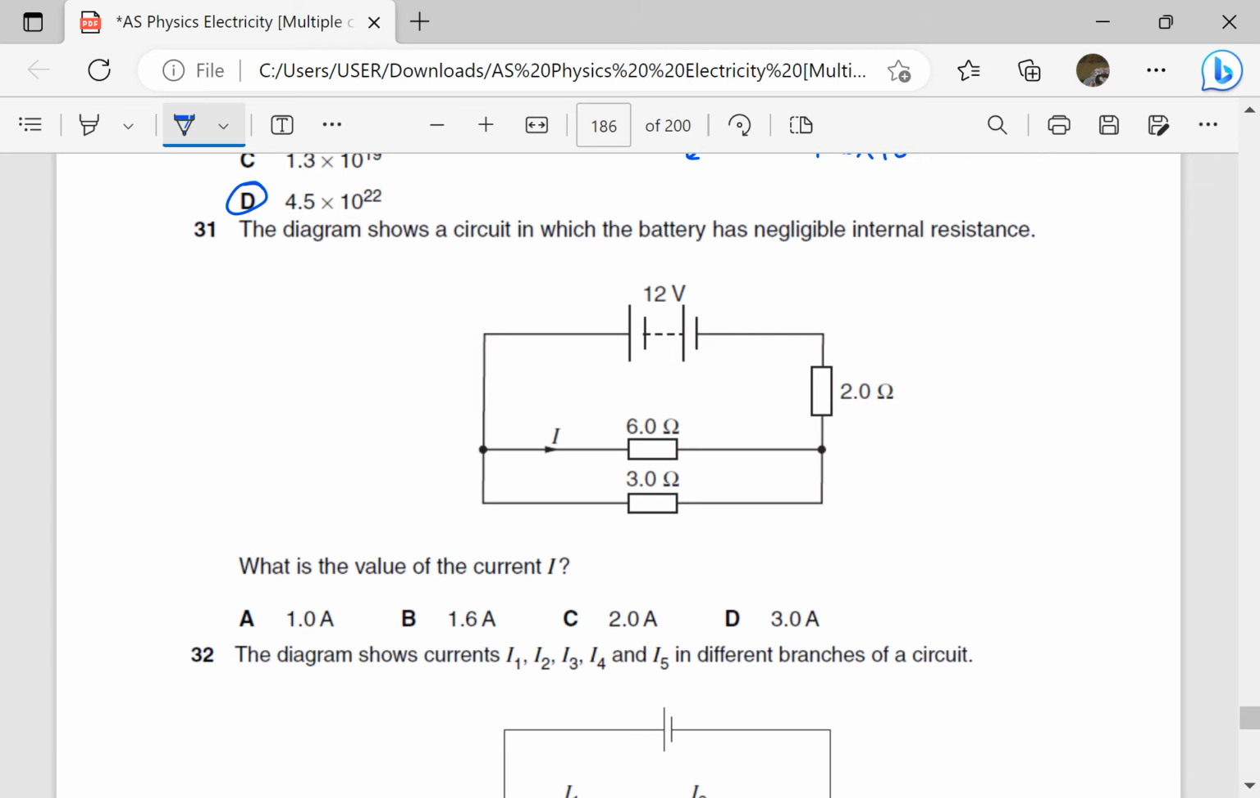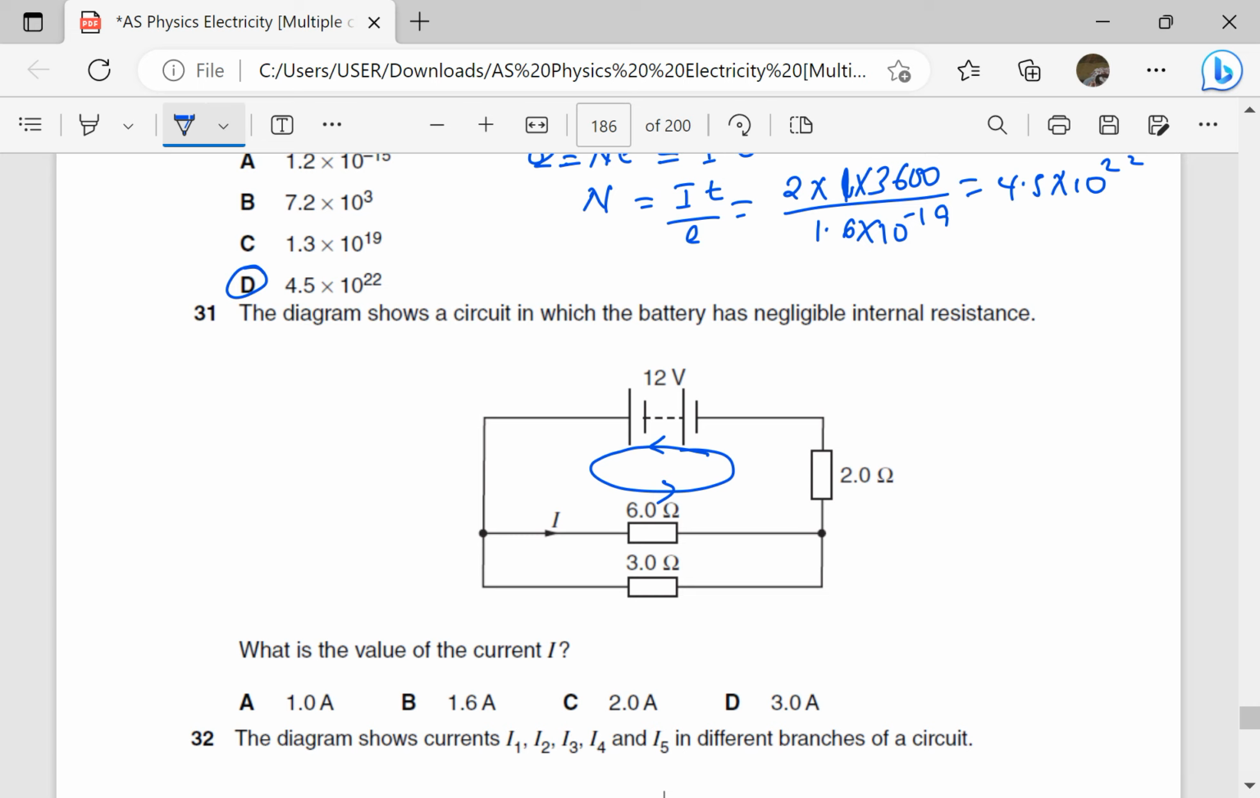The diagram shows a circuit in which the battery has negligible internal resistance. What is the value of the current I? To find the current I can just use Kirchhoff's second law. I'll put a loop here. I'll put a loop there. When I put a loop there, I don't know the current here. So let me find total resistance then, because I don't know the current in this part here.